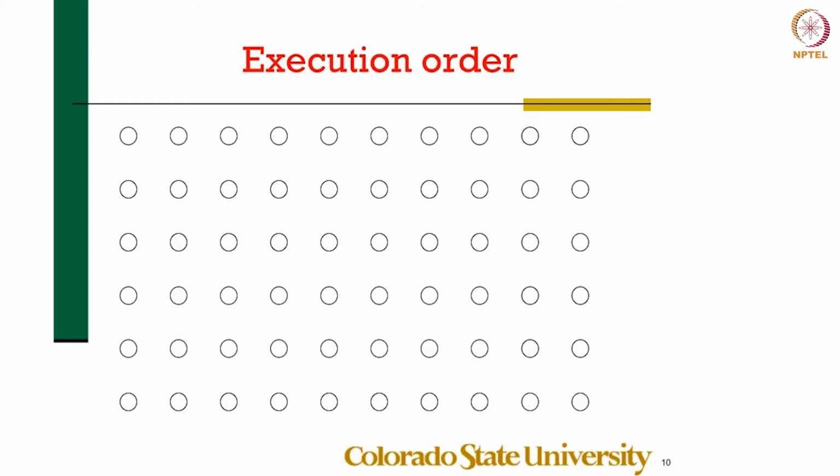I is the outer loop, J is the inner loop. So you have something like this. After you execute the first row, then you execute the next row, and then you go on and so forth, right? That is the execution order, and it happens to be exactly the lexicographic order between iteration points I1, J1 and I2, J2.